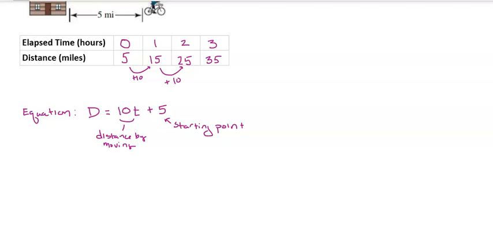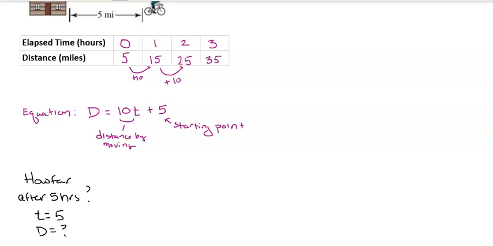So now instead of a table, we can use the equation that we created to figure out how far we go after a certain amount of time, or we could even figure out how much time it would take us to go a certain distance. So the first question that I have for you is, what is your distance after, let's say, 5 hours? How far have you gone? So, well, t equals 5, and d, the how far, is the question mark.